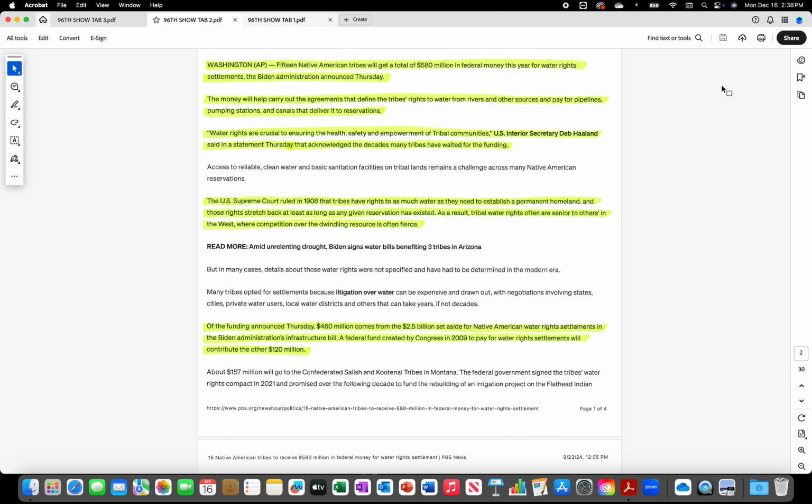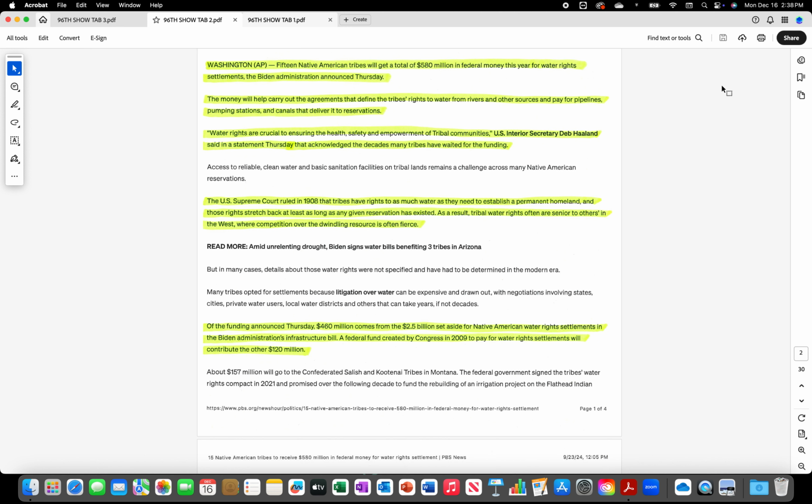As a result, tribal water rights often are senior to others in the West, where competition over the dwindling resource is often fierce.